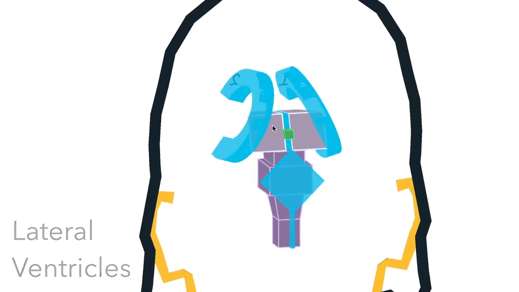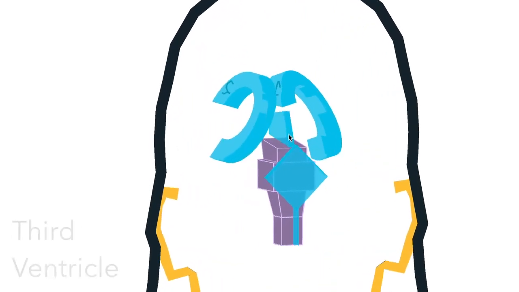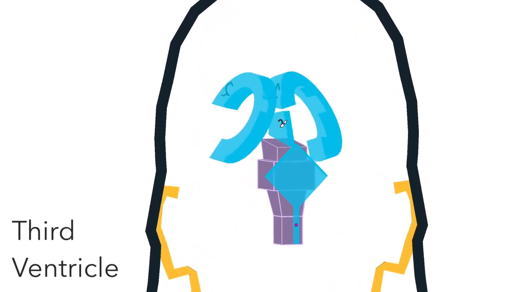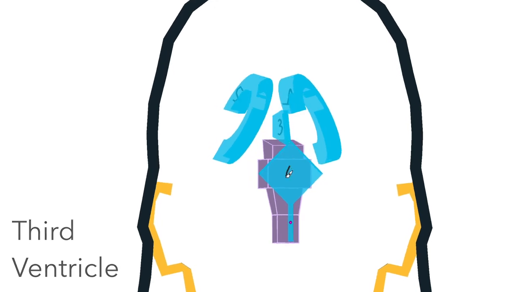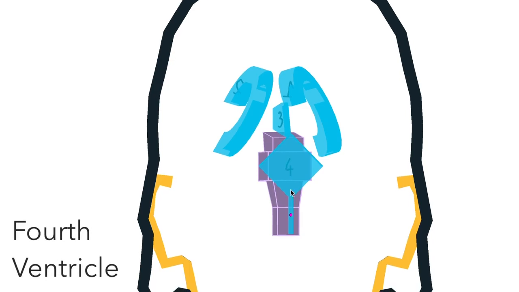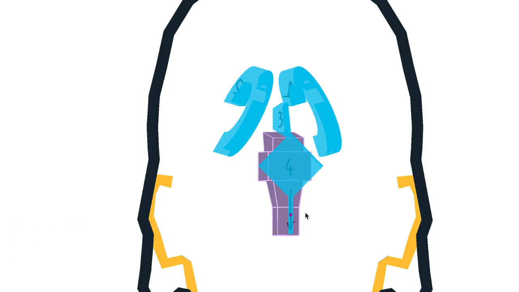Then this one between either side of the thalamus is called the third ventricle. This one between the pons and the cerebellum is the fourth ventricle. They're all connected by little channels and to the space surrounding the spinal cord as well.